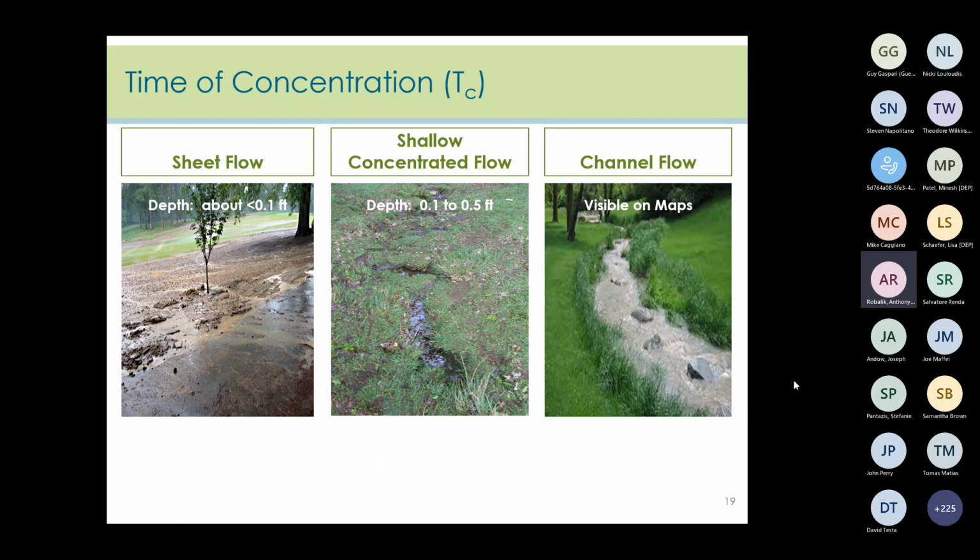Shallow concentrated flow occurs where runoff begins to coalesce and pick up velocity. The depth is greater than 1/10 of a foot and doesn't really have a defined channel. And then lastly, we have channel flow that can be seen in aerial photographs and on GIS and USGS maps. It is essentially flow in some type of bounded channel, which is higher in energy state and relatively faster than the other two types of flow.